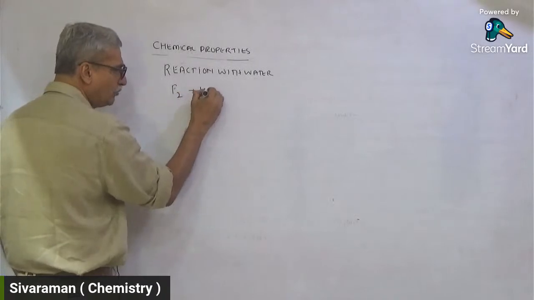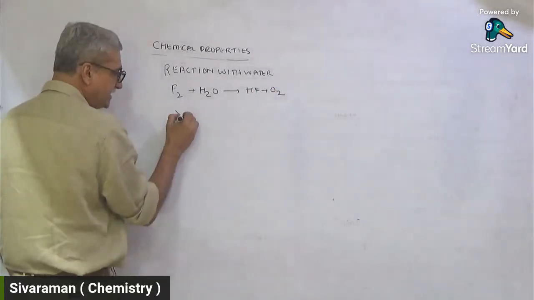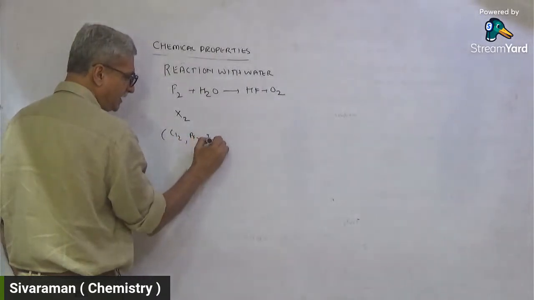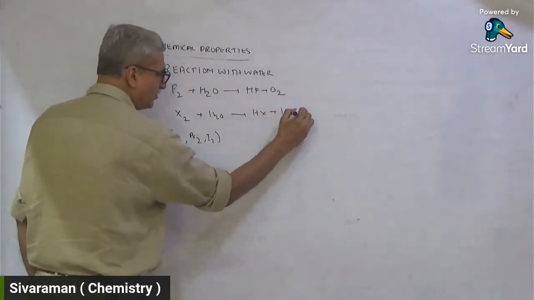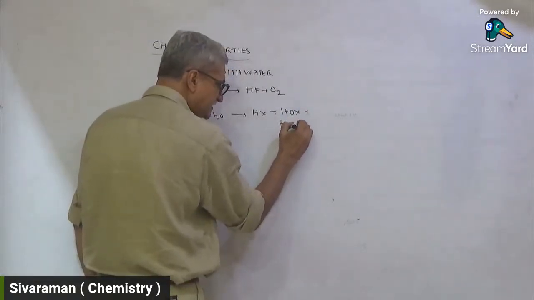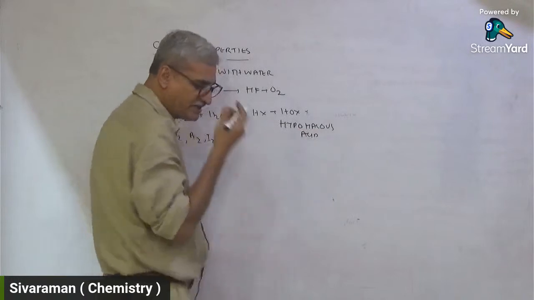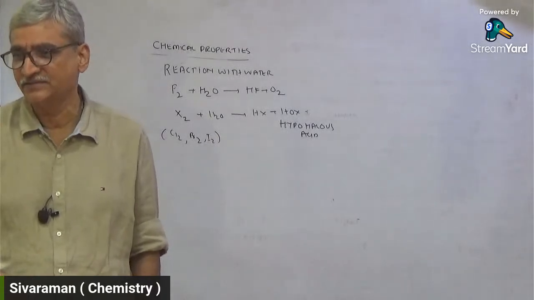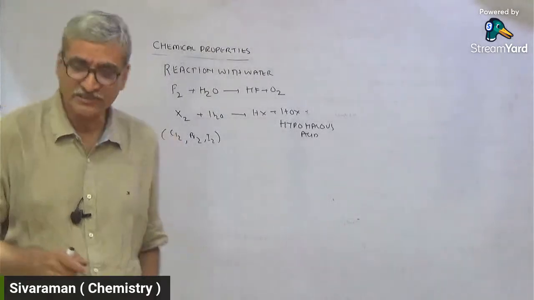But fluorine reacts with water. It forms HF plus O2. Whereas the other halogens, X2, Cl2, Br2 and I2, react with water to form HX plus HOX. This is hypohalous acid. That means what? HOCl, hypochlorous acid, hypobromous acid. Fluorine does not form hypohalous acid. So which does not form hypohalous acid? Fluorine, chlorine, bromine, iodine. That is the question we are aiming at.